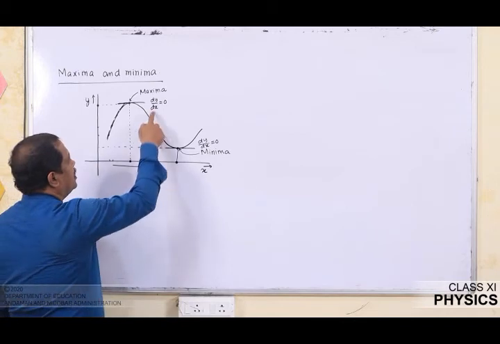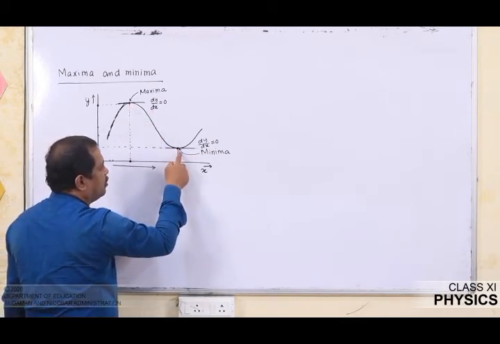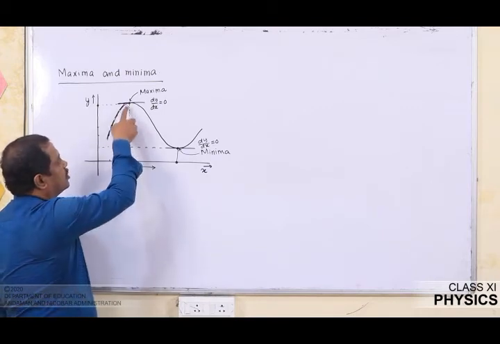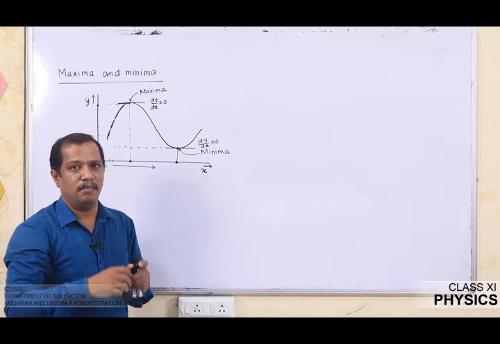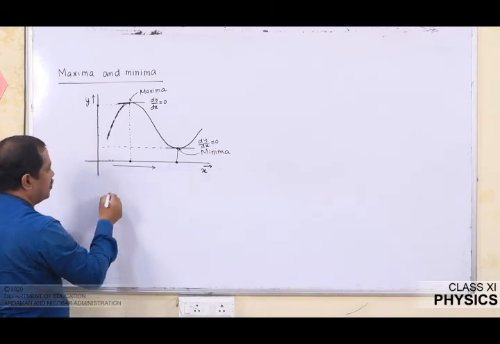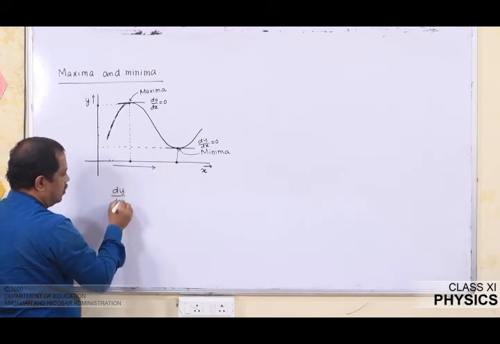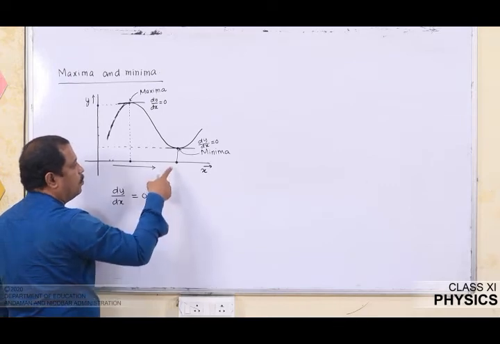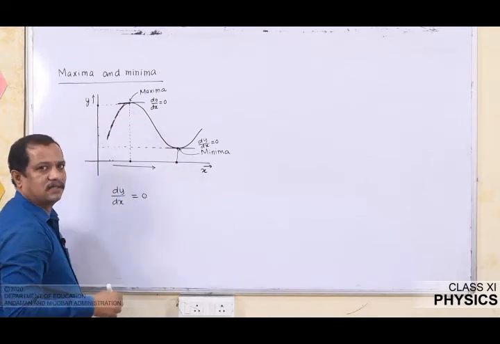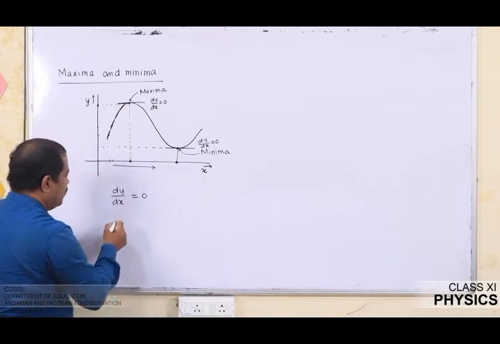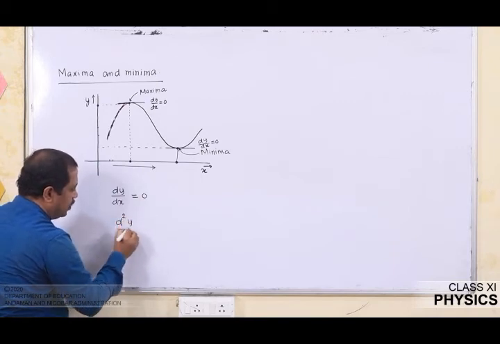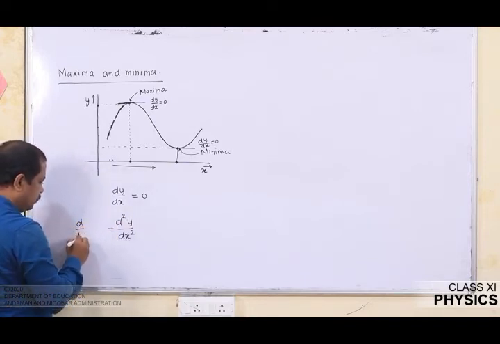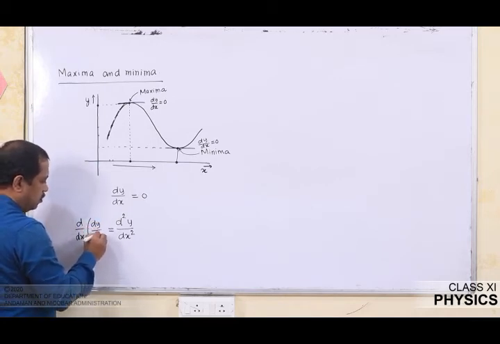But then dy by dx is 0 at maxima and dy by dx is 0 at minima also. Then how would we come to know whether the value of x that I calculated, at which the maxima or minima happens, is a maxima or a minima? To do that, first I will calculate dy over dx, then I will equate that value to 0. The value of x that I get will be the point of either minima or maxima. Next, I will calculate the second differentiation, d2y over dx square. So when I calculate this, actually what is this? This is nothing but d over dx of dy over dx. So this is the second differentiation.